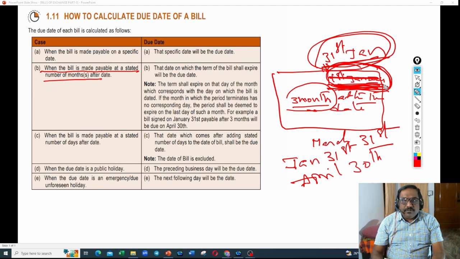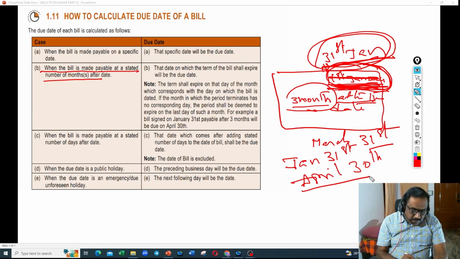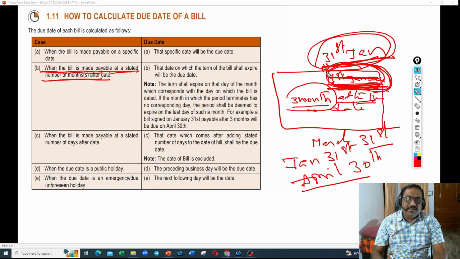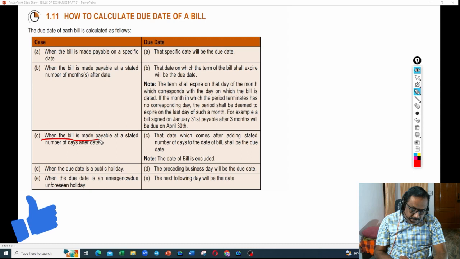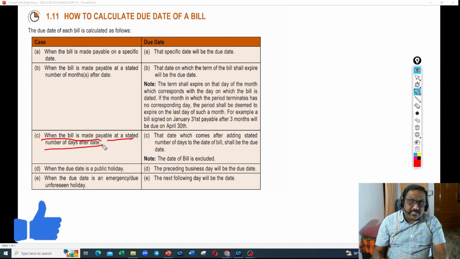February you have to take into account. March you have to take into account. Here March 31st. In this example, this will be April 30th. So here what it says, when the bill is made payable at a stated number of months after date. So after this date, 3 months you need to calculate, not days, months you need to calculate. Clear?